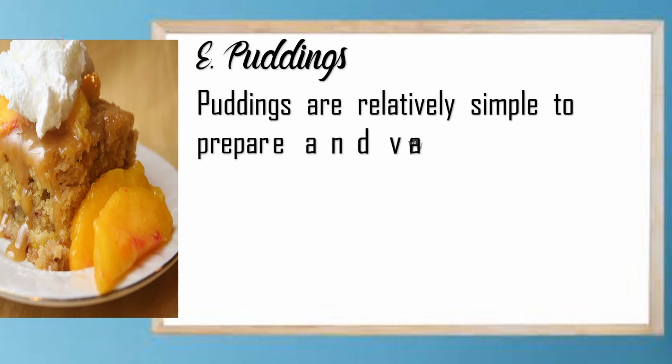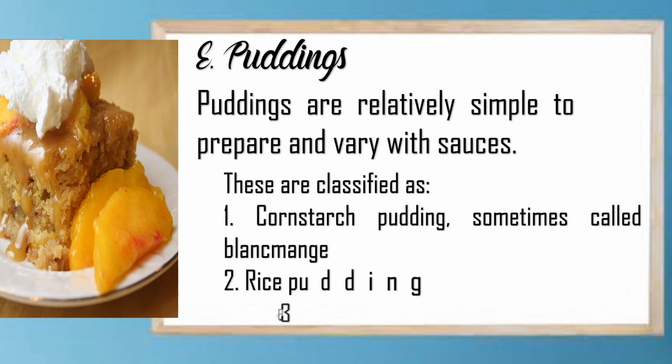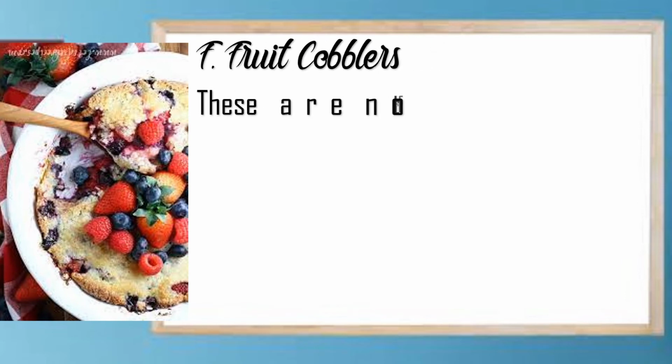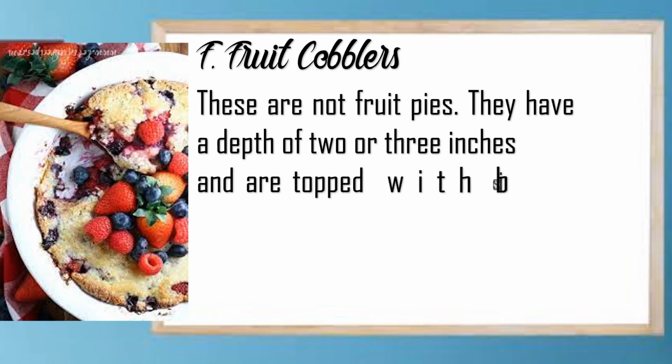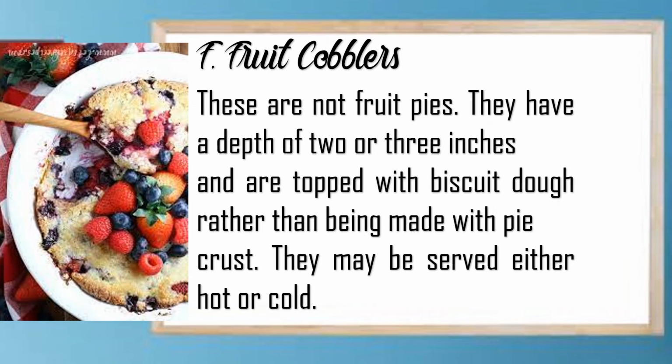Puddings. Puddings are relatively simple to prepare and vary with sauces. These are classified as cornstarch pudding, rice pudding, and bread pudding. Fruit cobblers. These are not fruit pies. They have a depth of 2 or 3 inches and are topped with biscuit dough, rather than being made with pie crust. They may be served either hot or cold.